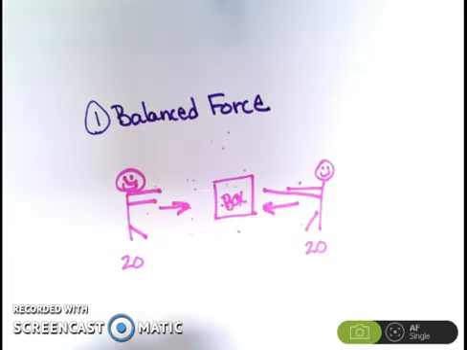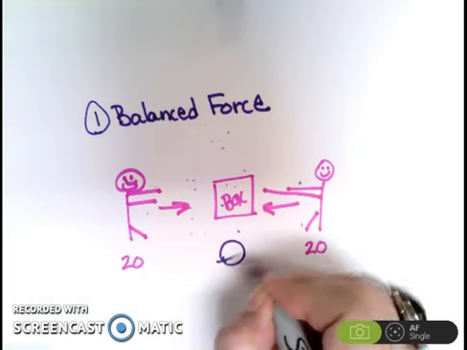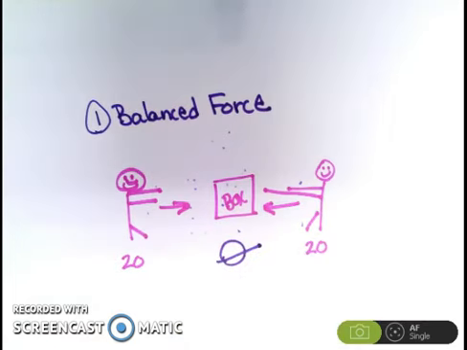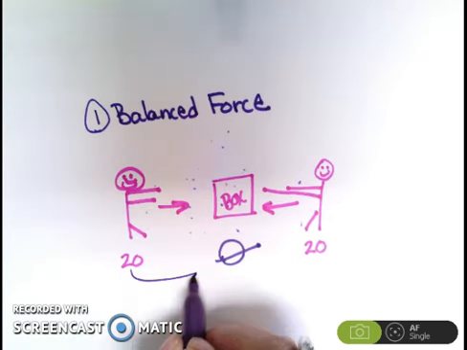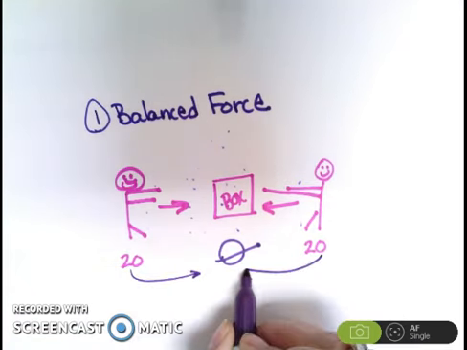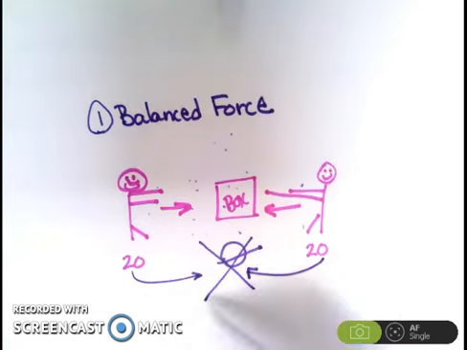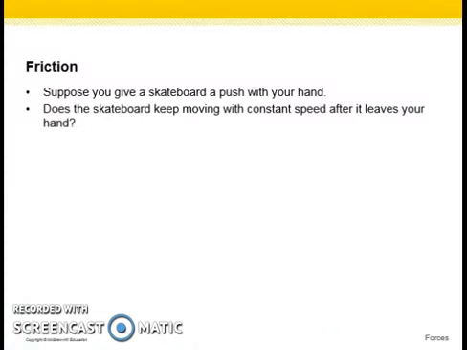Okay? A balanced force is when forces on an object are equal in size and in the opposite direction, and the net force on the box is going to be 0 because the two forces cancel each other out. Therefore, the box will not move. So as my 20 moves this way, and as my 20 moves this way, they cancel each other out, giving us a balanced force. Next subtitle, friction.